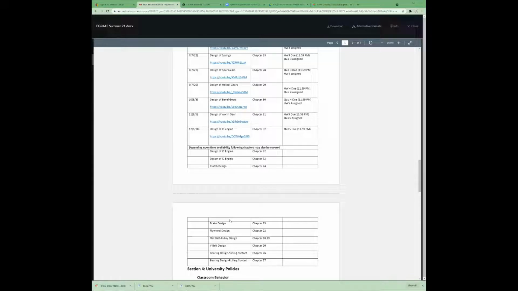All of these chapters are very well discussed in the textbook. So we will follow the textbook pretty much very closely, step by step. And it's a fun book to read.